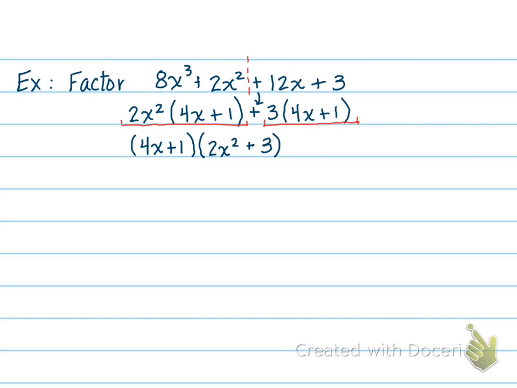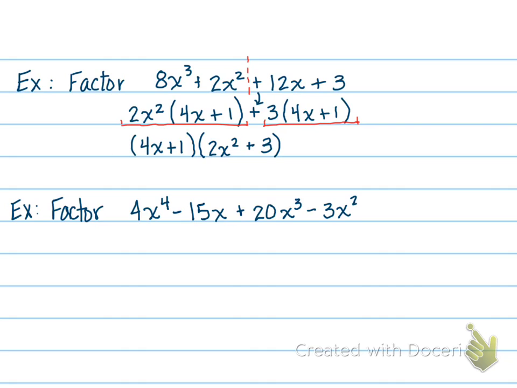Any questions about the process? Okay, let's do a couple more. So let's factor 4x to the fourth minus 15x plus 20x to the third minus 3x squared.